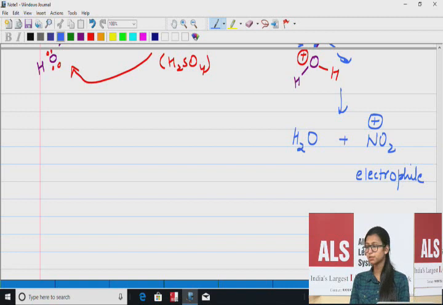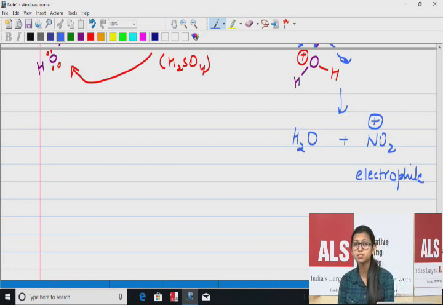Just take the time and tell me if you have any doubt. Where does the H plus come from? Zircon, the H plus comes from the strong acid, which is the H2SO4.